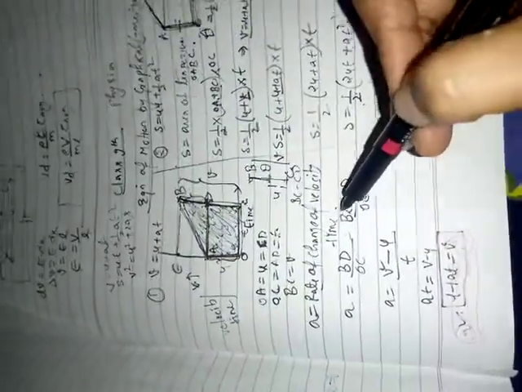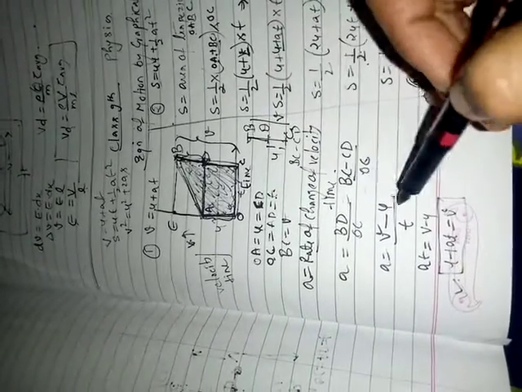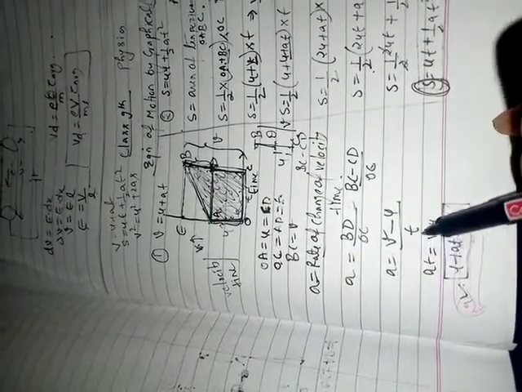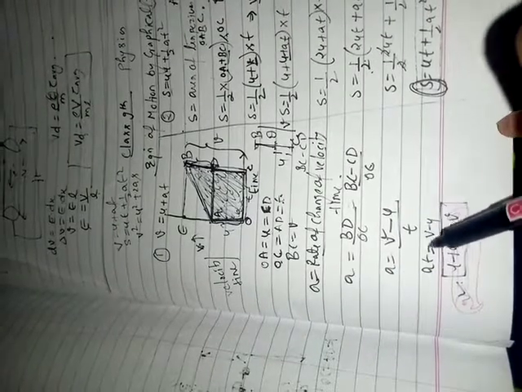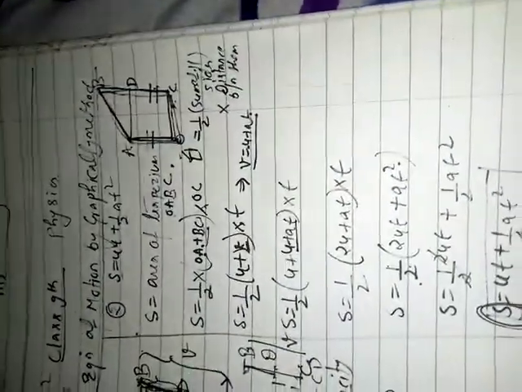Got it? We have just given the correct symbols. By cross multiplying, it is at equals v minus u. Shifting u over here, it becomes v equals u plus at. So the first equation is derived. Now proceed further with the second one.